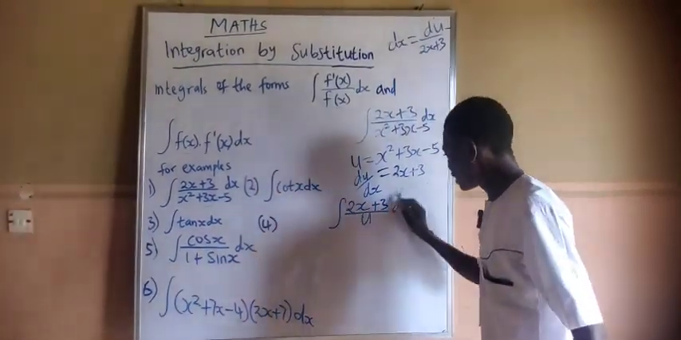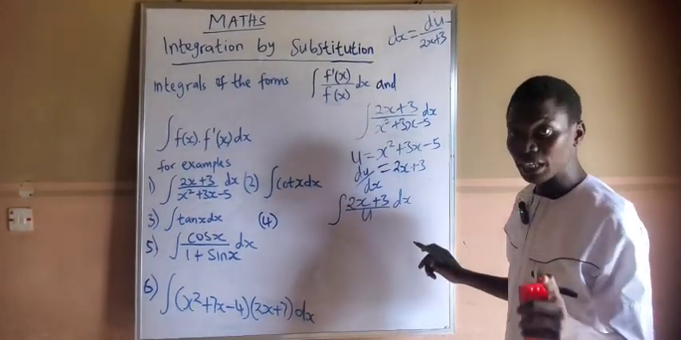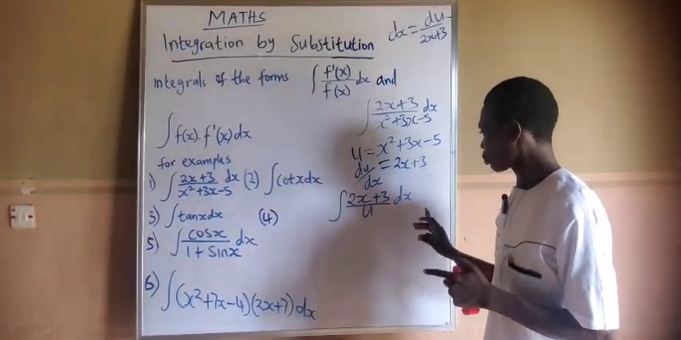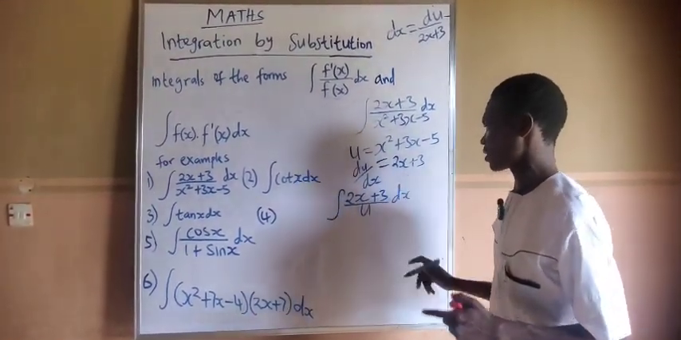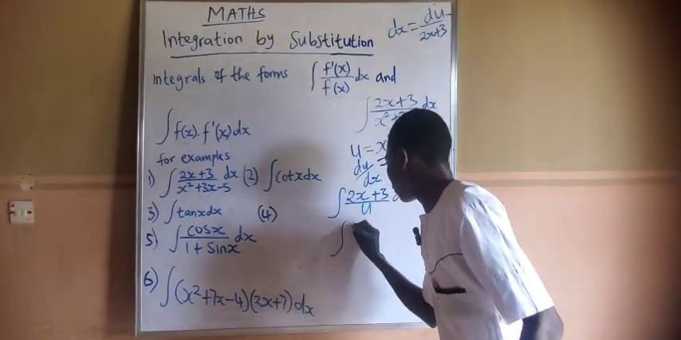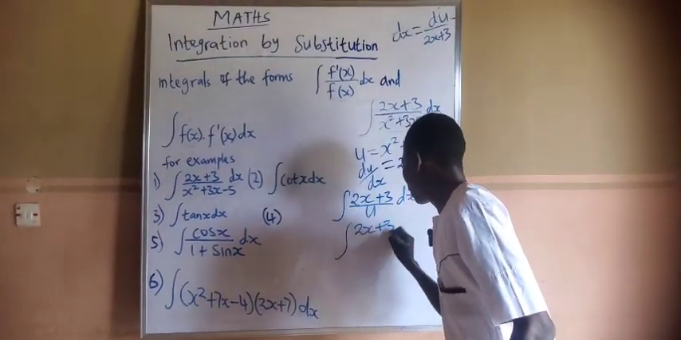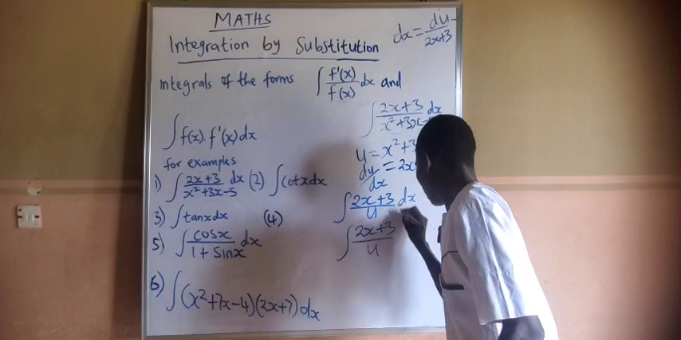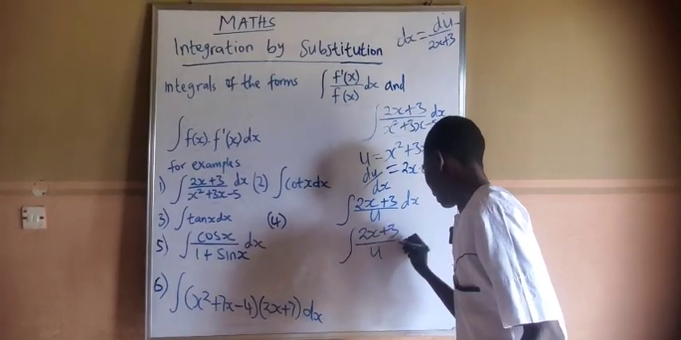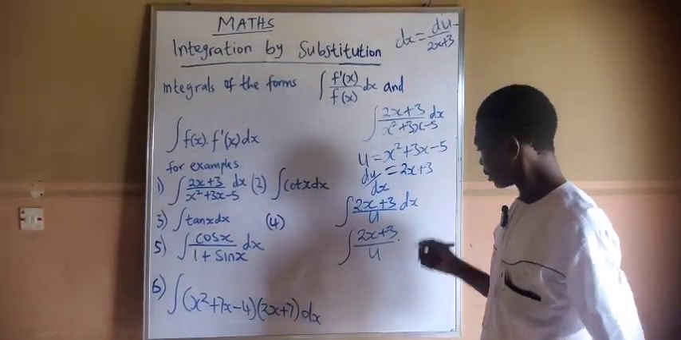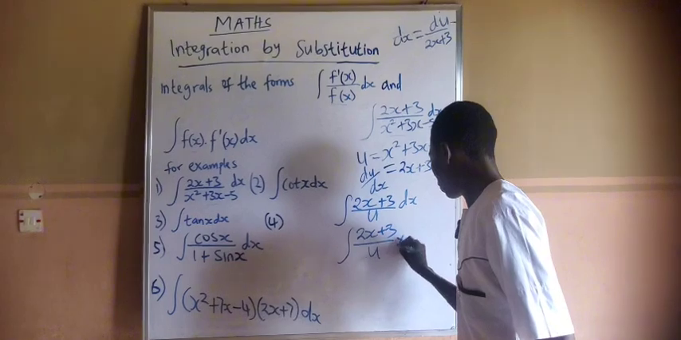Now I want to replace this dx. As I've said, I will explain at this point the reason why I want to replace this dx. So let me bring this. We have (2x + 3) all over u, let's say times dx. Let me just say times. At times you can use dots in mathematics, it still means multiplication. But let me just use times.